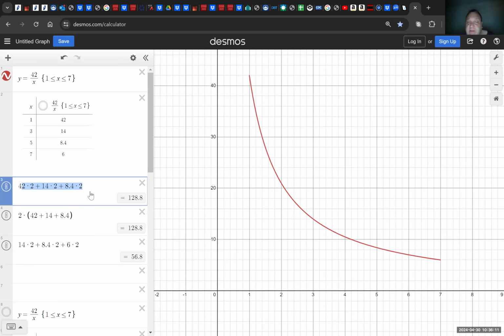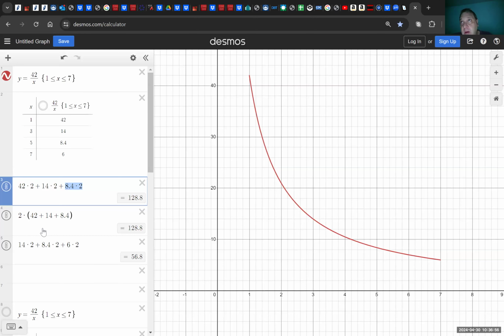To find the area, I just multiply the y times the x. The first rectangle goes from 1 to 3. So the x distance is 2. And the y distance, the left-hand endpoint, is 42. So that's where I have 42 times 2. That's the width of the rectangle from 1 to 3 times the height of the rectangle. And we're using the left-hand endpoint, so it's 42. The next rectangle goes from 3 to 5, and the left-hand endpoint is 14. So that's why we have this right here. And likewise, the left-hand endpoint of the third rectangle times its width, 2, is 8.4 times 2. And so we have an approximation of 128.8 using the left-hand endpoints.